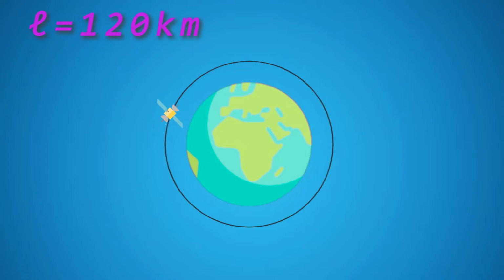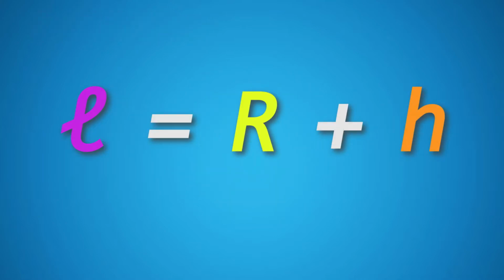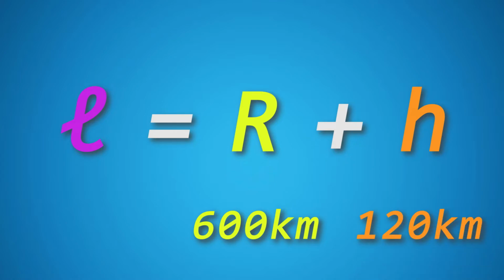We'll assume 120,000 meters for this. Naturally, a slight problem with that is that our L is relative to the surface of Kerbin instead of the center. To account for that, we're going to take the radius r of the planet and add that to the 120,000 meters. So, we get an equation where L is equal to r plus h, where r is the radius of Kerbin and h is the height of our orbit.